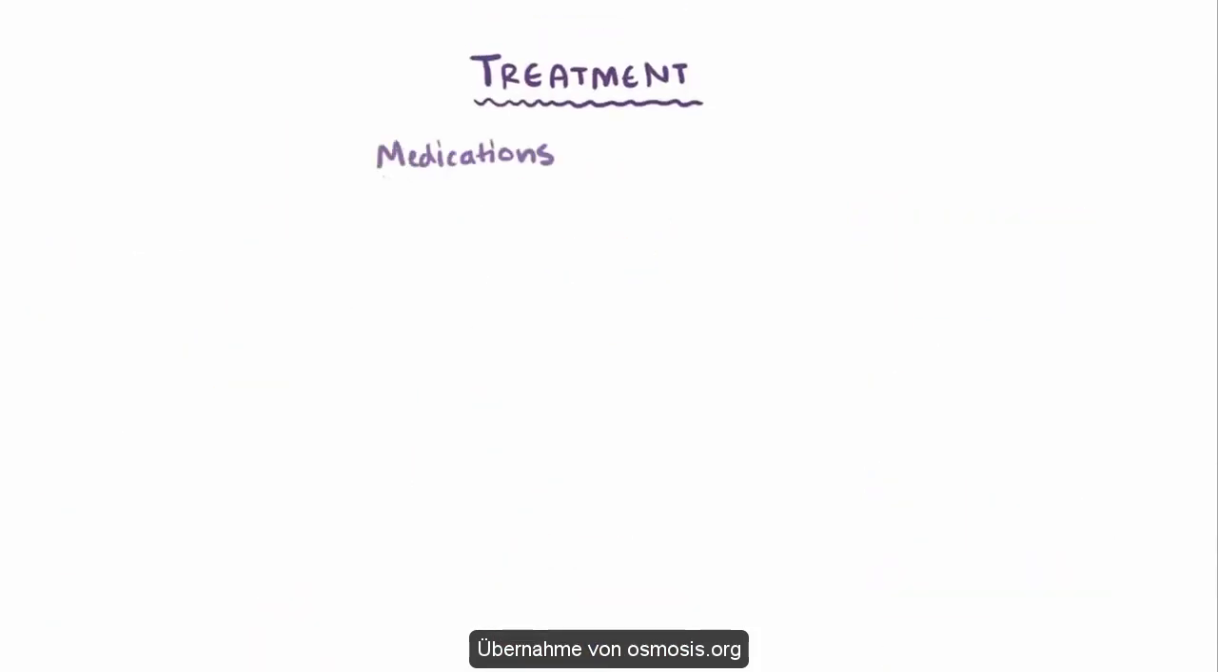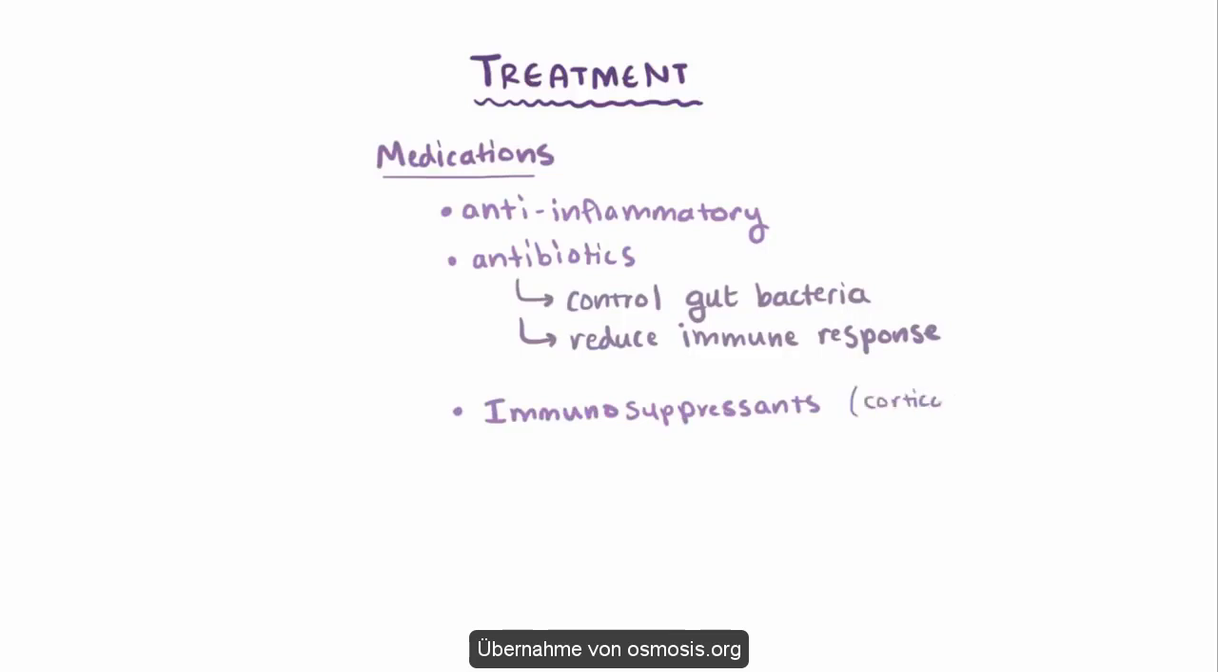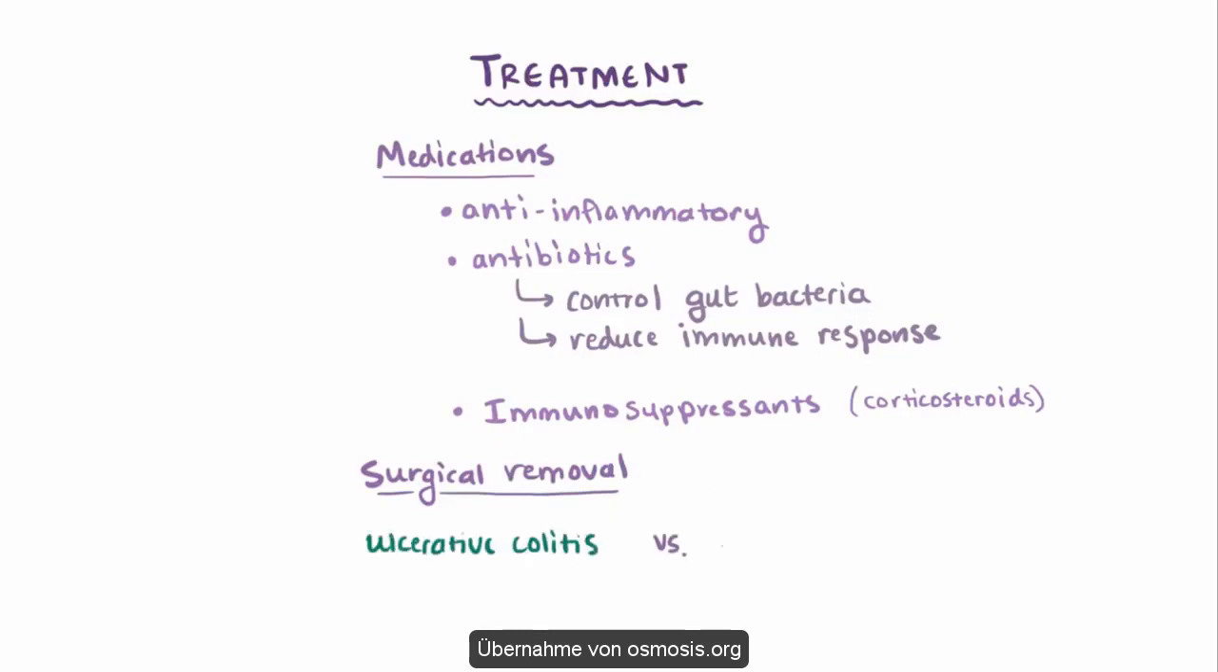Treatment for Crohn's disease usually involves anti-inflammatory medications and antibiotics. Antibiotics are thought to help control symptoms by reducing bacteria levels in your intestine, which is sometimes called bacterial overgrowth, and also by curbing the immune response, since some antibiotics have anti-inflammatory effects as well. If patients have severe symptoms, they may be given immunosuppressants like corticosteroids. Beyond that, surgery and removal of the affected tissue is possible, but one really important distinction from ulcerative colitis is that removal doesn't cure the disease, since the inflammation can occur anywhere along the GI tract.